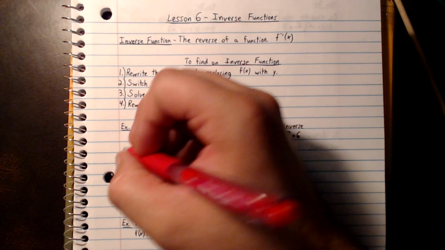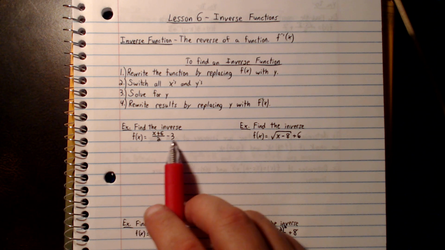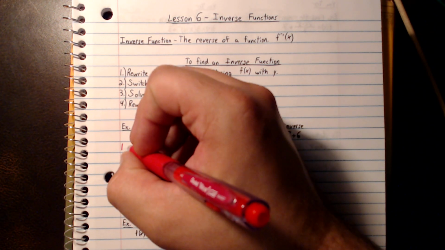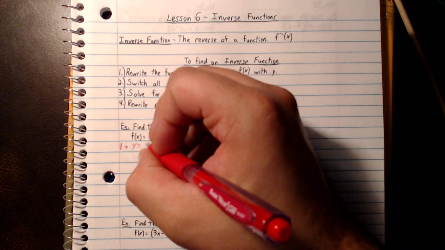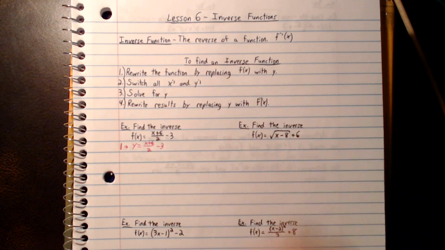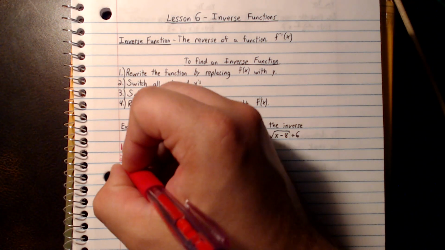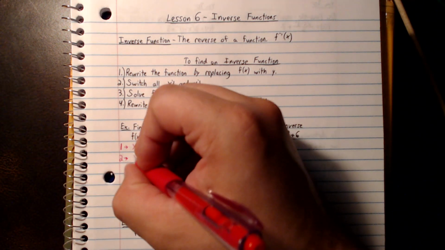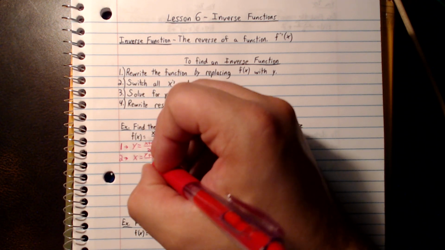So let's try this one out. f of x equals (x plus 6) over 2, minus 3. We're going to find the inverse. Our first step, step 1, tells us to rewrite with y in place of f of x. So we did that. Second step, step 2, tells us to switch all x's and y's. Wherever I see a y, that's going to become an x, and where I see an x will become a y.